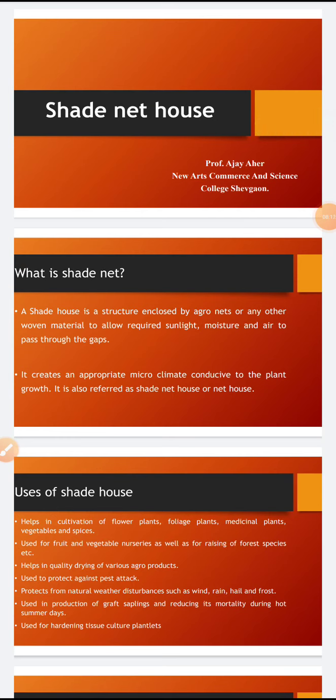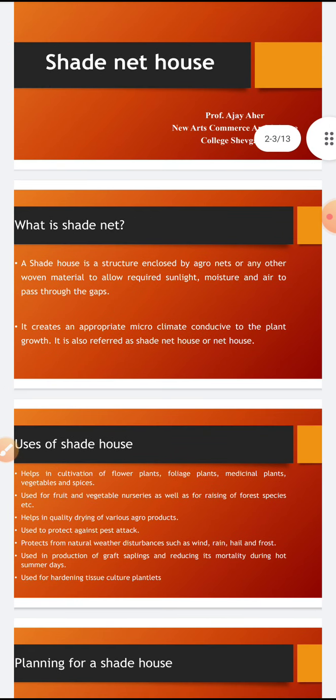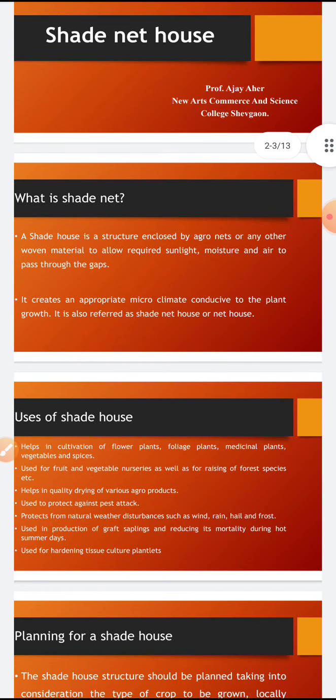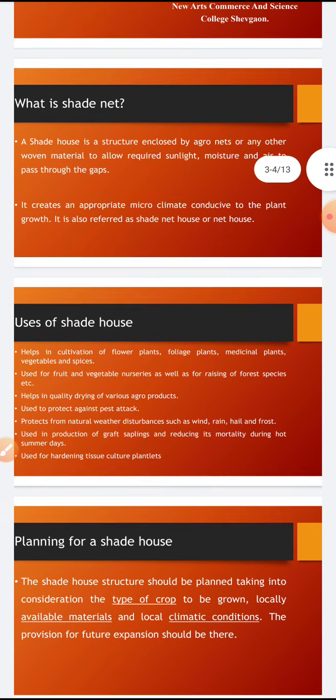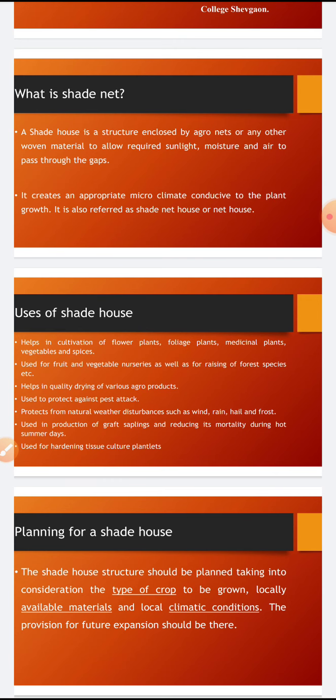What is a Shednet house? The Shednet house is a structure enclosed by agronets or any other woven material to allow required sunlight, moisture and air to pass through the gaps. It creates an appropriate microclimate conducive to plant growth. It is also referred to as a shade house or net house. It is mainly used for nursery plants, and also for vegetable production.